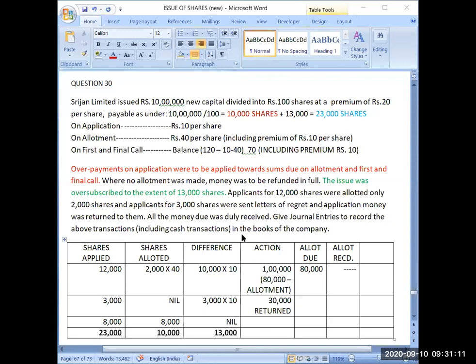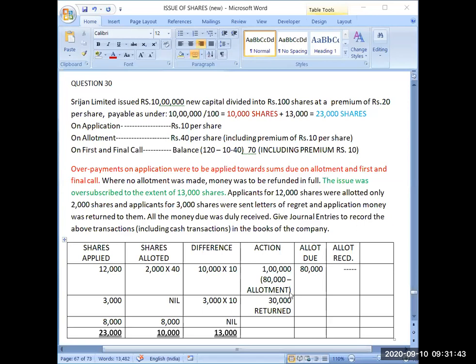Overpayments on application. What was the overpayment on application? 1 lakh, which is to be applied towards sums due on allotment and first and final call. You can use this money for calls also. So why will you be returning this money? When the question is saying that you can use this money on calls, then why will I return it? I am authorized to keep that money with me for calls in advance.